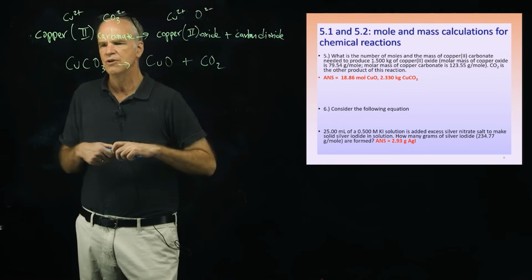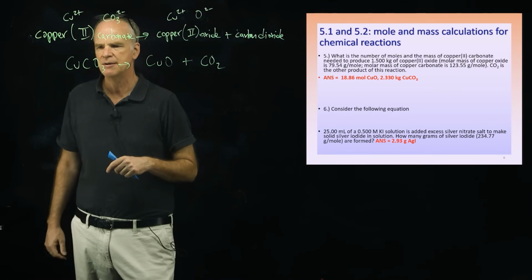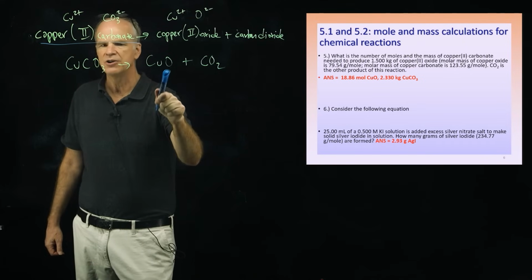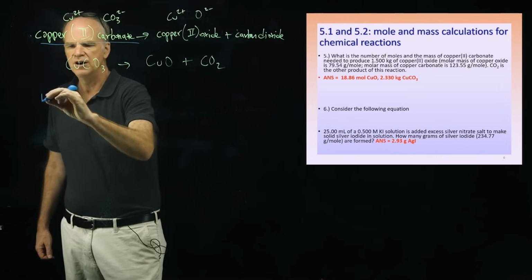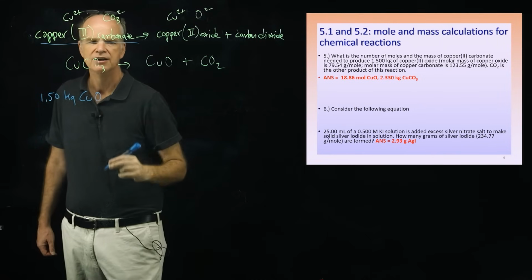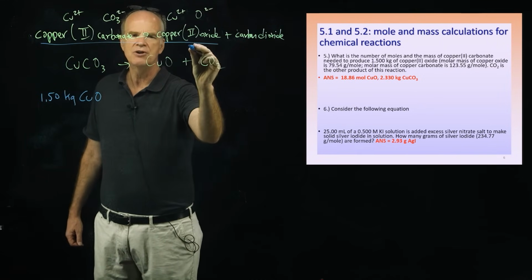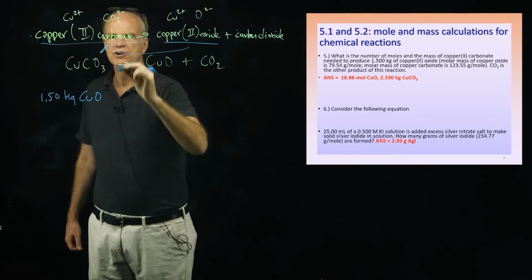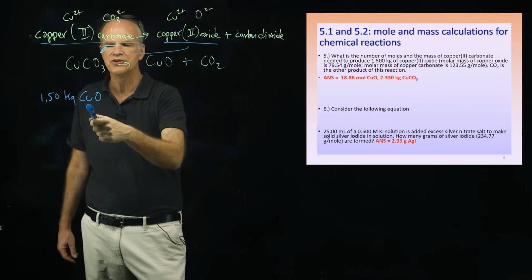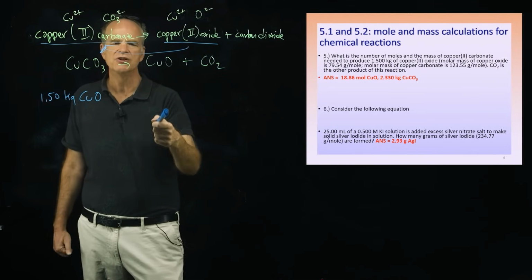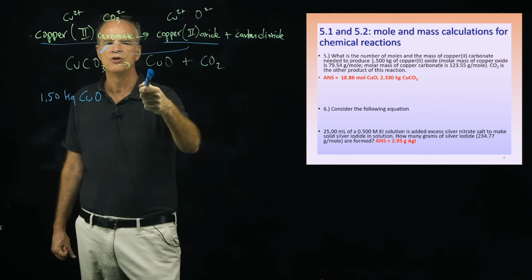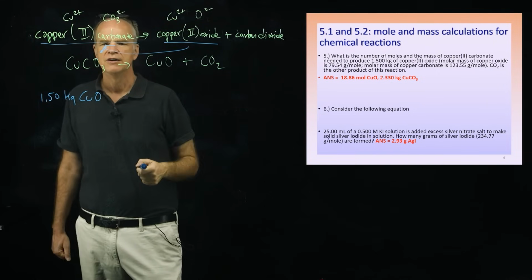Okay, so now what we're trying to figure out is the moles and the mass of copper carbonate needed to produce 1.50 kilograms of copper oxide. So we have to go from copper oxide over into copper carbonate. If you are starting out with mass, we'll have to convert this to moles, because the only way we can convert copper oxide to copper carbonate is by using the mole ratio of 1 mole of copper oxide produced from 1 mole of copper carbonate.